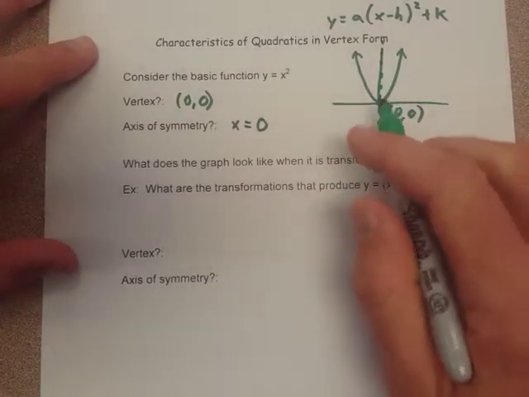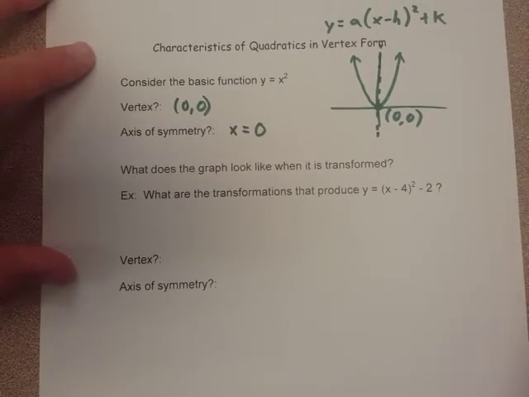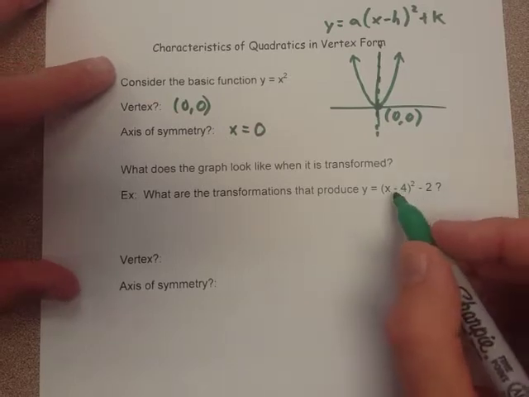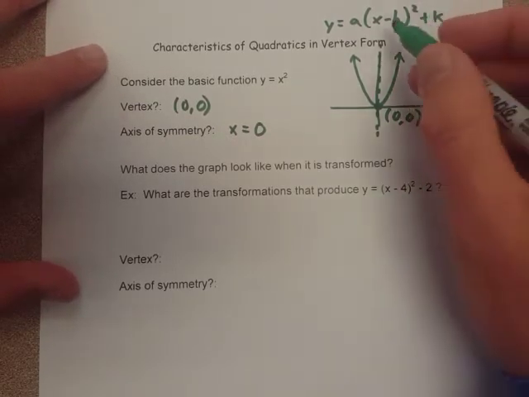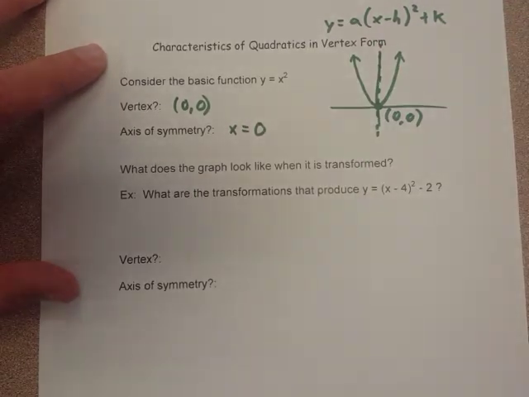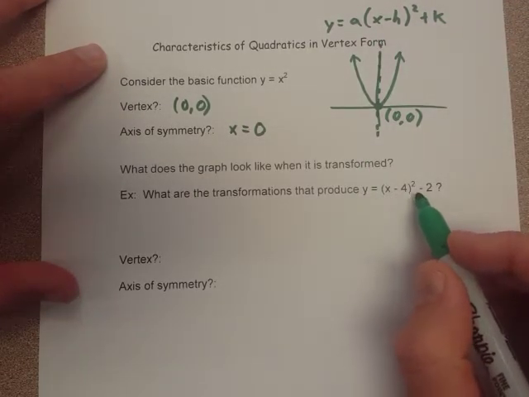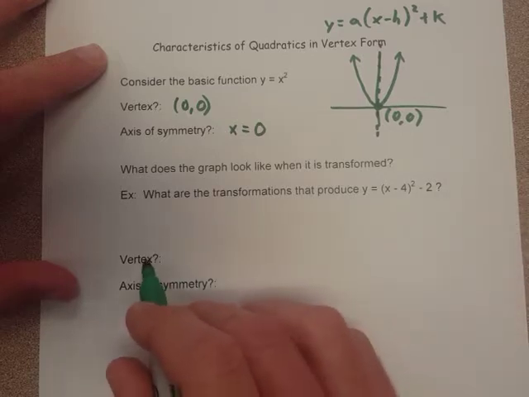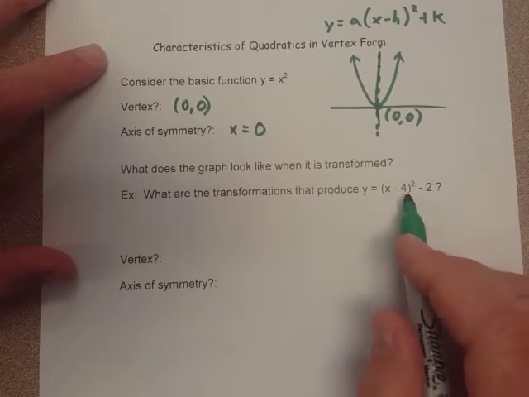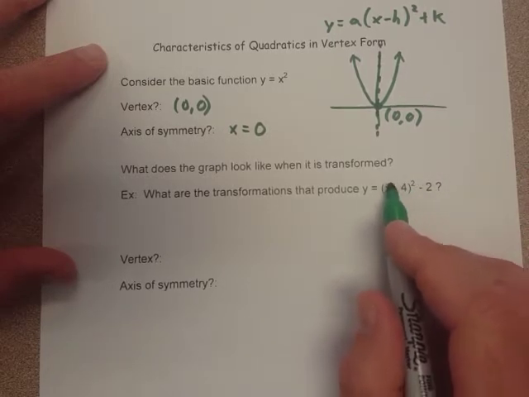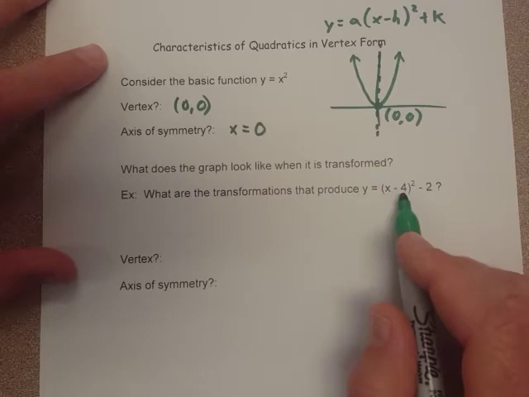Now, taking this original graph, we can modify it using transformations, and you'll notice this form down here represents vertex form. We're just going to take a look at the transformations to decide what the vertex and the axis of symmetry are in this case. So the transformations that produce this, first of all, when you have something inside the parentheses, remember we want to make it equal to 0.